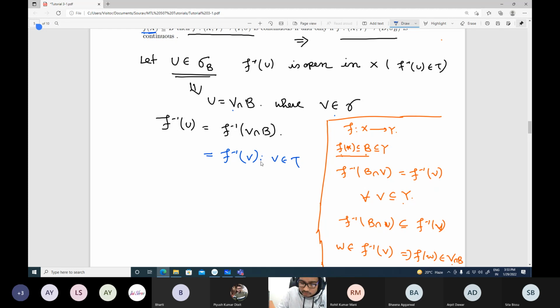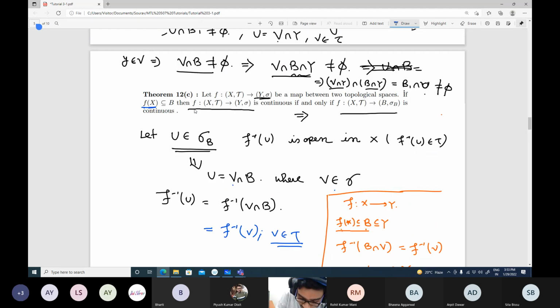Okay. Now V belongs to tau and F is continuous. We assume that F from (X, tau) to (Y, sigma) is continuous. Sorry, this is not in tau, this is in sigma. Now V belongs to sigma and F from (X, tau) to (Y, sigma) is continuous. So what can you say about this set? This is open, belongs to tau. Yes, open in X, or open in (X, tau), or you can simply say this belongs to tau.